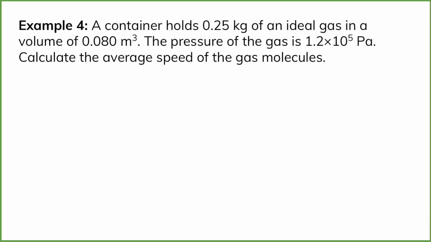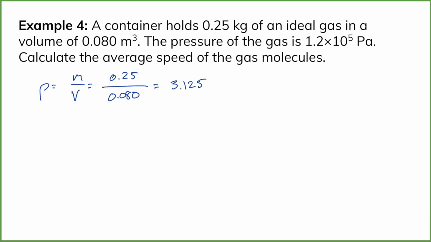A container holds 0.25 kg of an ideal gas in a volume of 0.08 m³. The pressure of the gas is 1.2 times 10 to the 5 pascals. Calculate the average speed. So first we're going to have to find the density of this gas. And density is mass over volume. And so that is going to be 0.25 over 0.080. And that gives us a value of 3.125 kilograms per meter cubed.